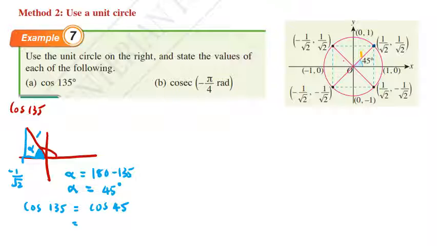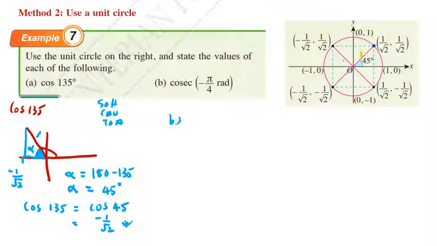Okay, because of x-axis, right? So kita cari cos. So adjacent divide by hypotenuse. Adjacent is a -1 over square root of 2. Divide by hypotenuse is 1. So no need to write 1. So this is our answer.